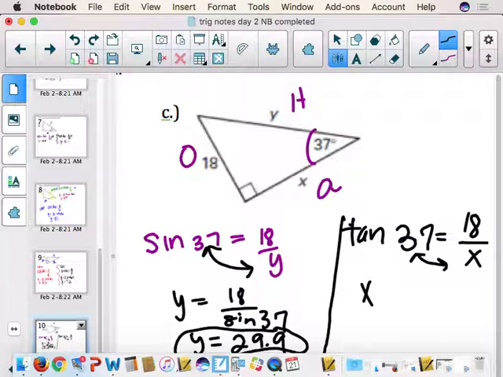So what is the value of x? We're going to have 18 divided by tangent of 37. Do you have it? 24 exactly. 24.0. So it's 23.88 in our calculator. So we're going to have to round that to 23 point what? 23.9.